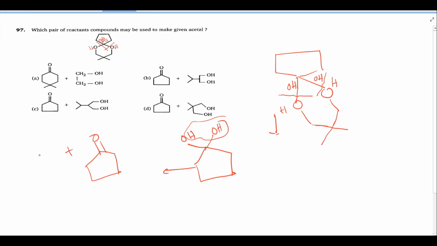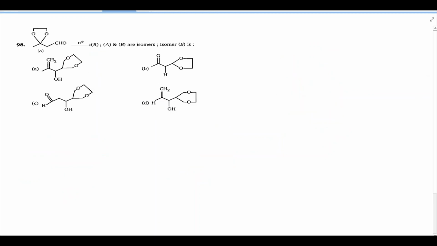So the other product is this OH. So these two are the reactants. Okay, so the correct answer is the D option. Okay, this is question number 97. Now coming to question number 98.